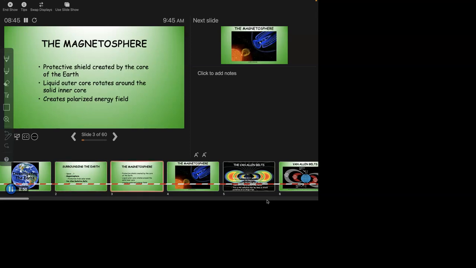So the magnetosphere, what do you know about it? We know that it is created by the core of the Earth. The core is split into two. We've got an outer core and an inner core. Kind of picture an egg inside of an egg. Not the shell, but the clear goo and the yellow goo. The yellow goo, the yolk, is, in this metaphor, going to be solid. That's the solid core of the Earth.